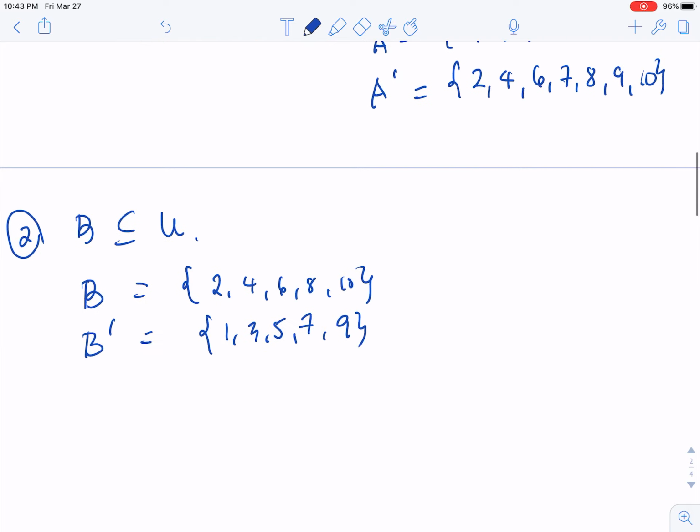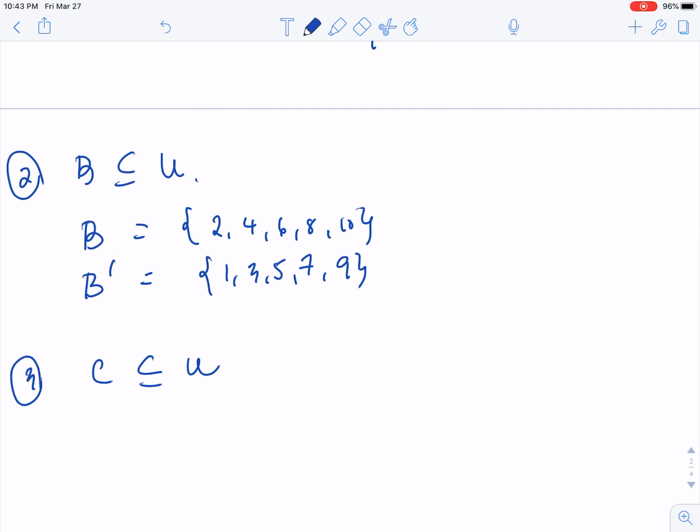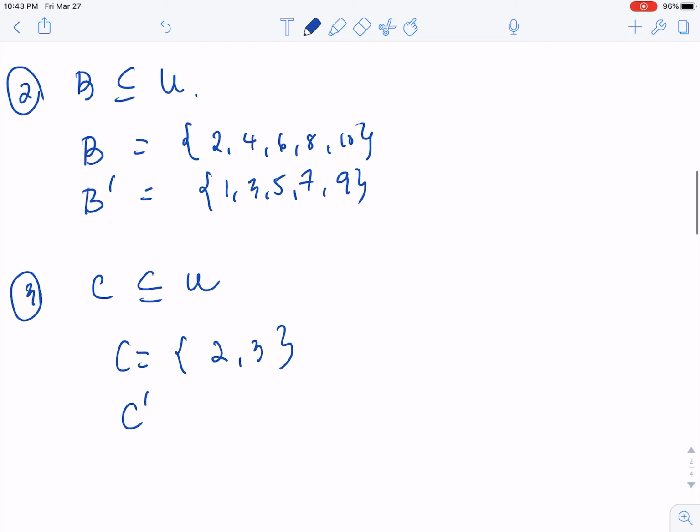Last example, suppose C is also a subset of U. So, and C is 2, 3. Ano ang complement of C? So, 1, 4, 5, 6, 7, 8, 9, and 10.